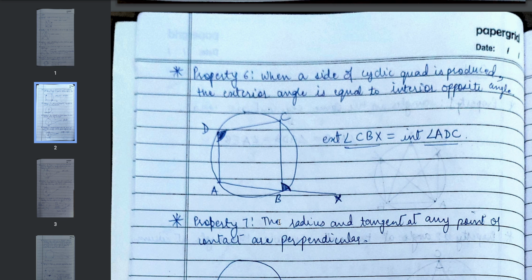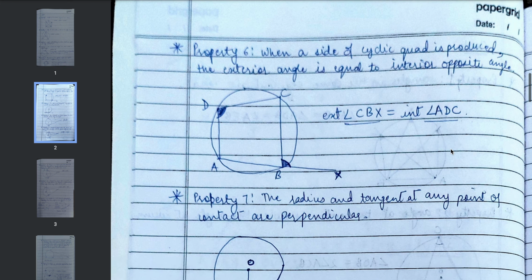So if this is the side, just imagine there is an angle here. What will be the opposite angle for this angle? So for angle B, D is the opposite angle. In the same way, for angle CBX, the interior opposite angle will be angle ADC. So they will be equal. So exterior angle CBX is equal to interior angle ADC.